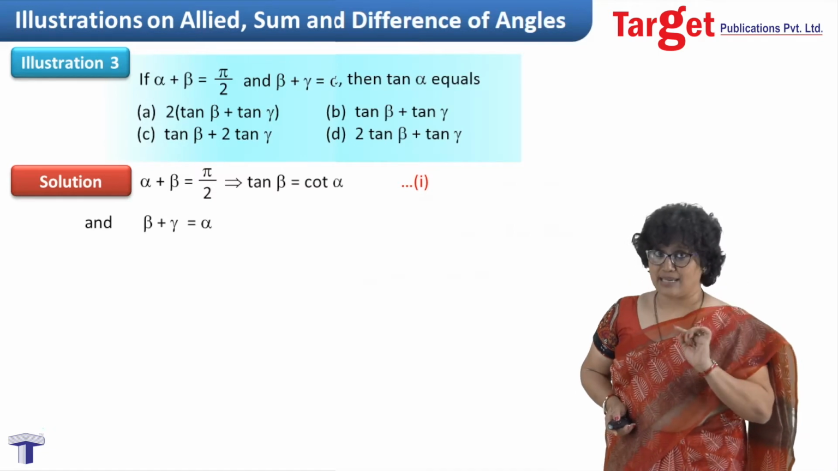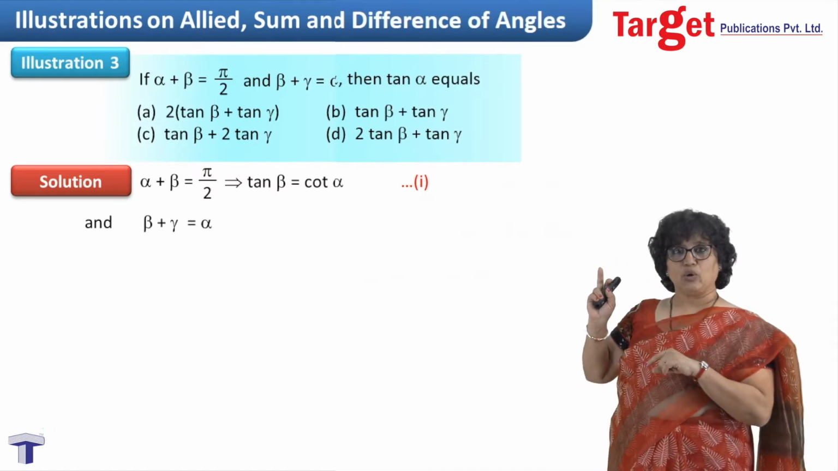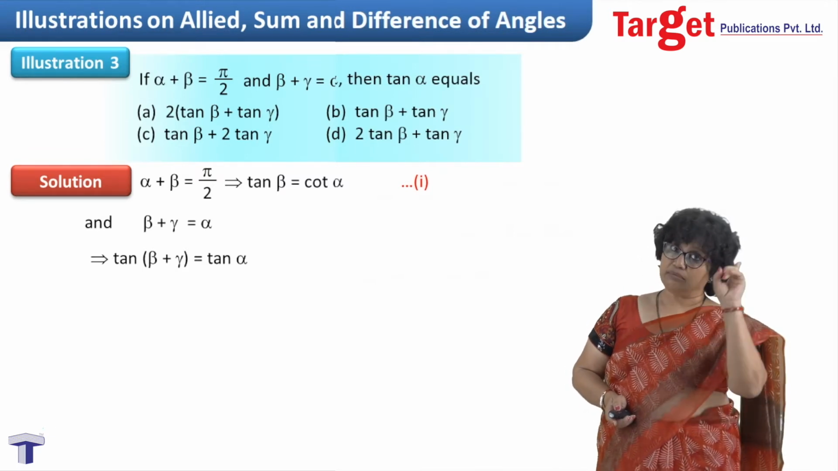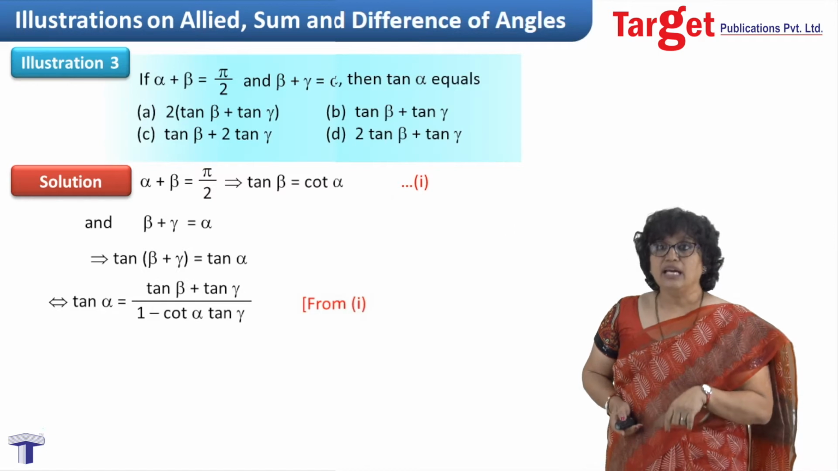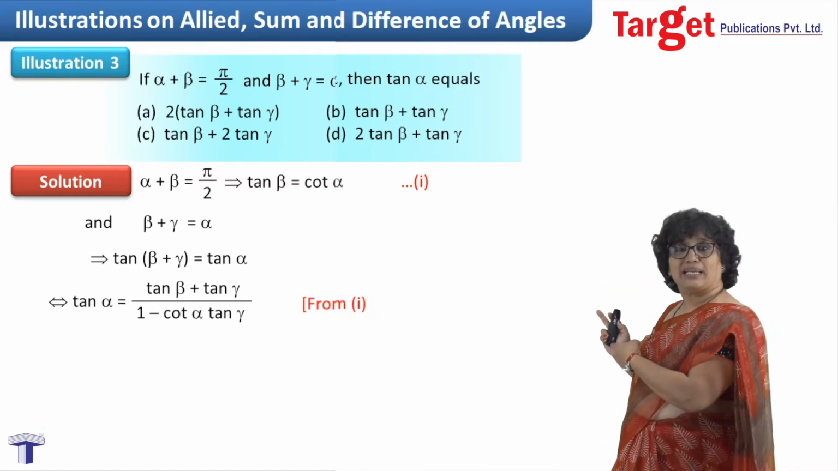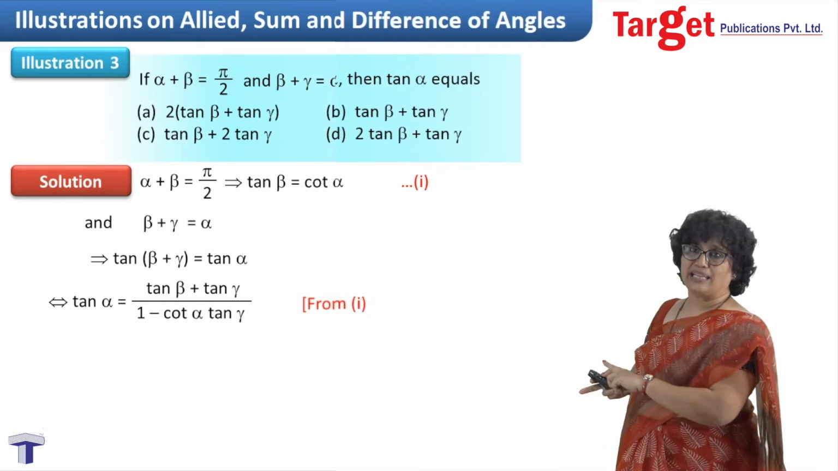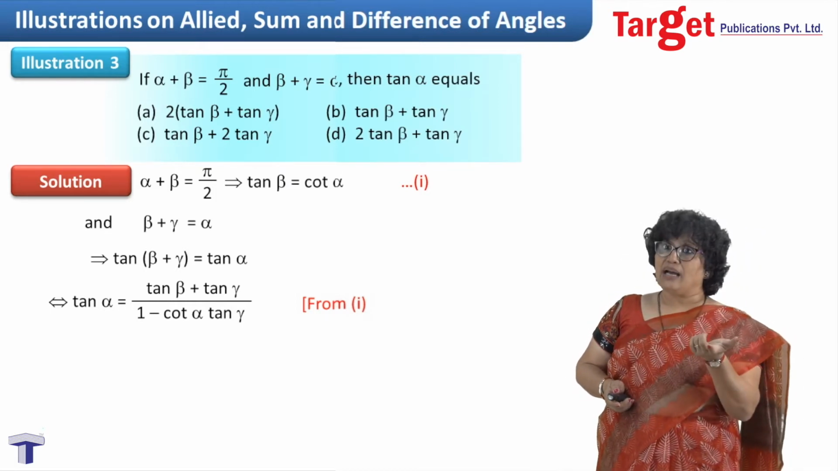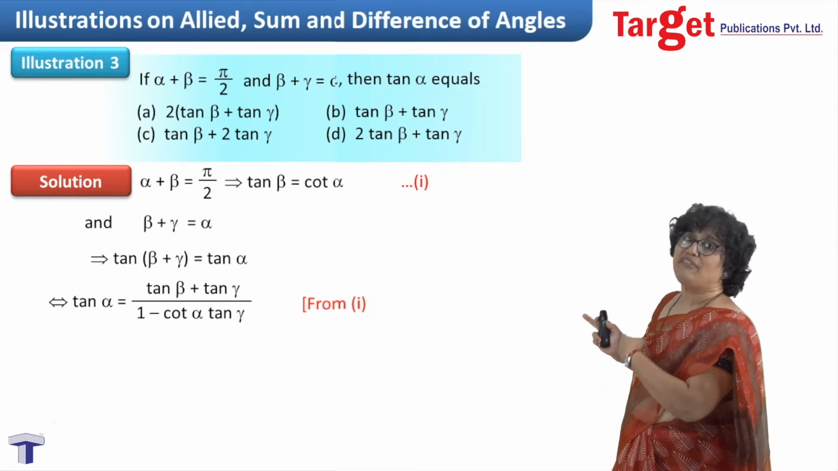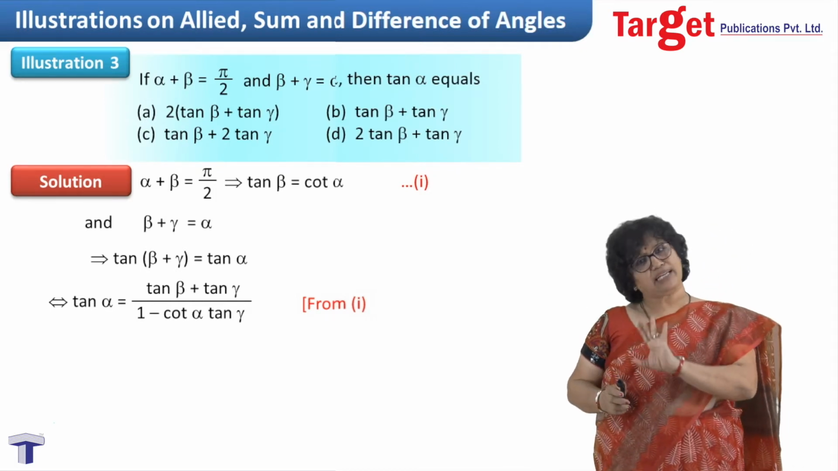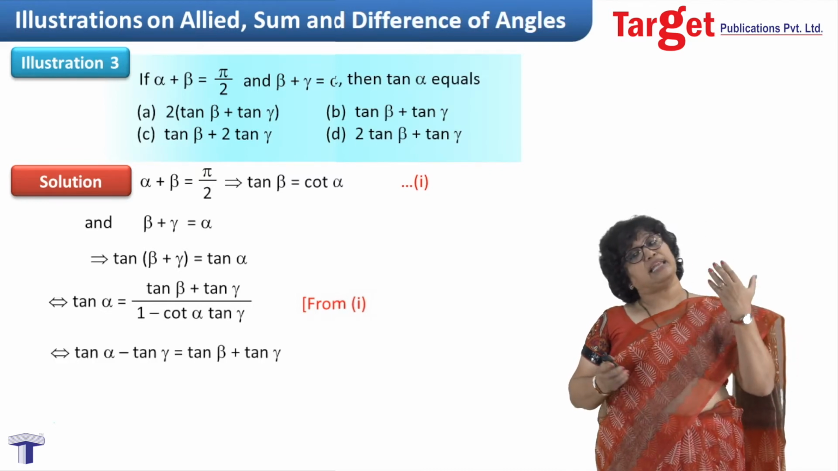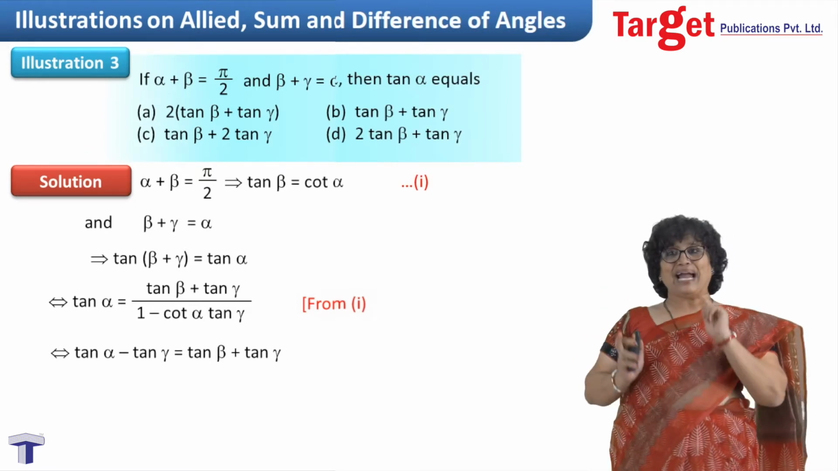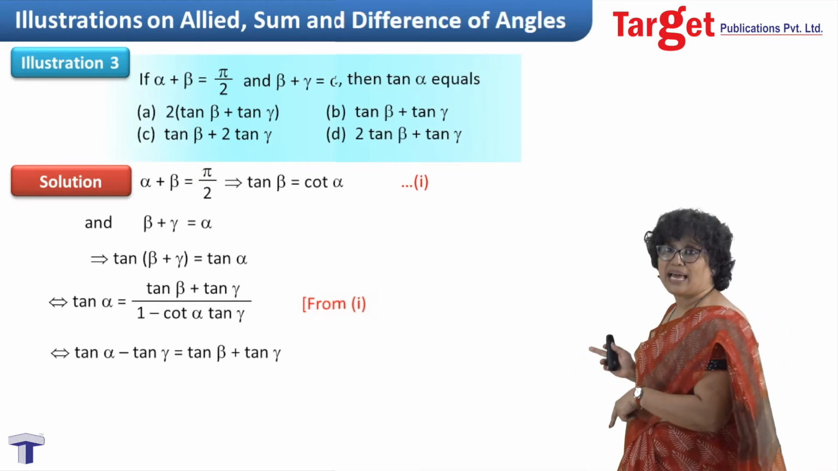Now, as I said before, I start with β plus γ equal to α, and then take tan on both sides. I apply the formula for tan(A plus B), and it would be (tan β plus tan γ) upon (1 minus tan β tan γ), and that is nothing but tan α. Now, you can replace tan β by cot α, or those who want can continue with tan β also. Then they may cross multiply, and they will arrive at tan α minus tan γ equal to tan β plus tan γ.